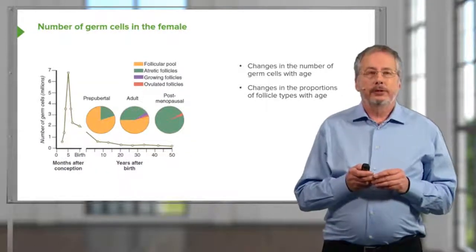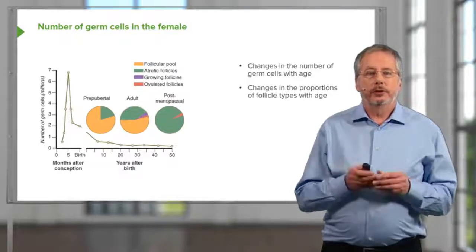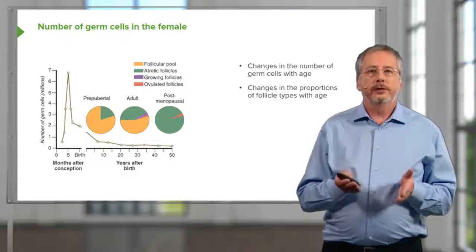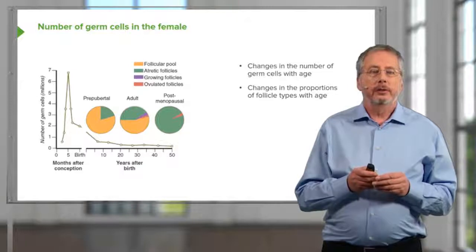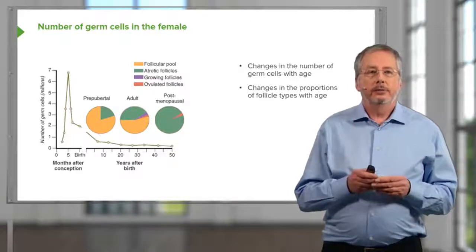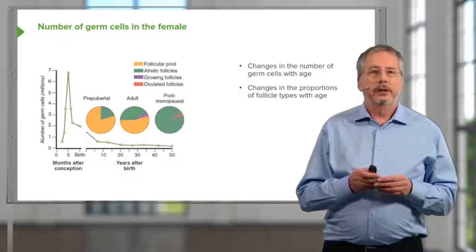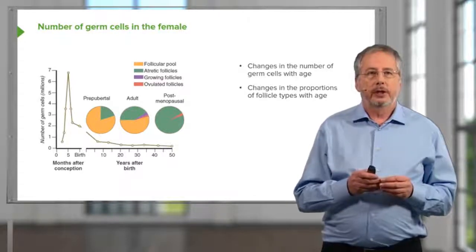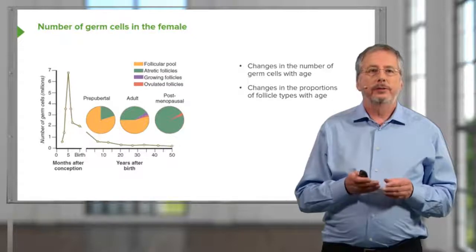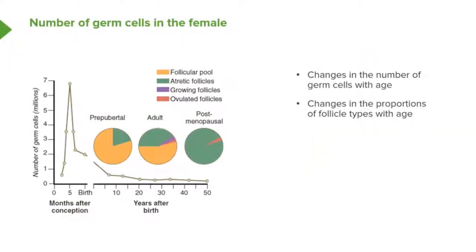Now, the number of germ cells varies considerably during the course of development. And if we look at females, first of all, we can see that the number increases very rapidly, up to about 7 million or so, and then it falls equally rapidly. So most of the primordial germ cells will in fact die in females before birth. Thereafter, the numbers steadily diminish, and at the time of the menopause, there will be effectively no normal primordial germ cells left.